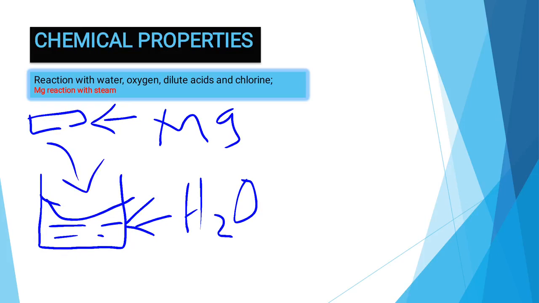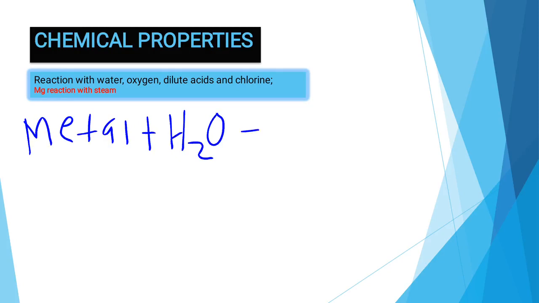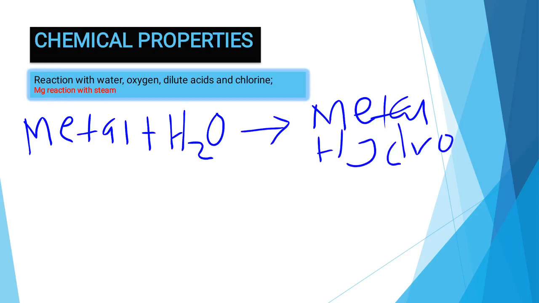Every time a metal reacts with water, the products that are usually formed are as follows. We have metal plus water. We always form metal hydroxide plus hydrogen gas.